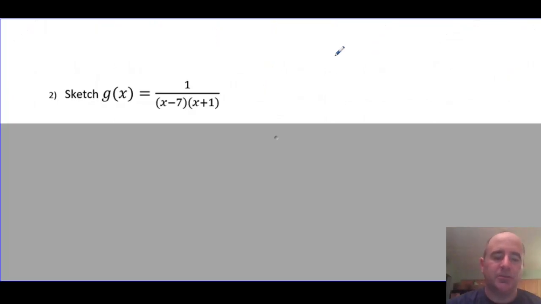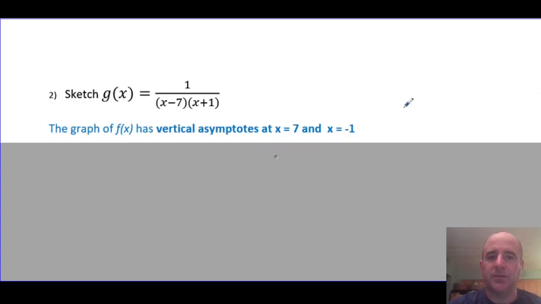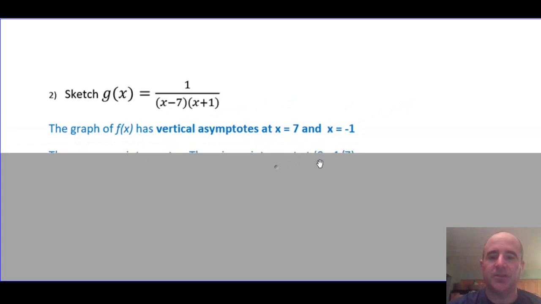Okay, so we have another similar example. Notice again, we have a rational expression and the denominator is a greater degree than the numerator. And in this case, the denominator is already factored. So this again lends itself to partial fractions as a way of breaking down this rational expression. Okay, first though, let's start with easy stuff. Definitely there's going to be vertical asymptotes at x equals 7 and x equals -1.